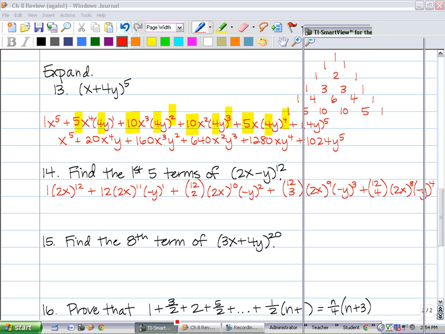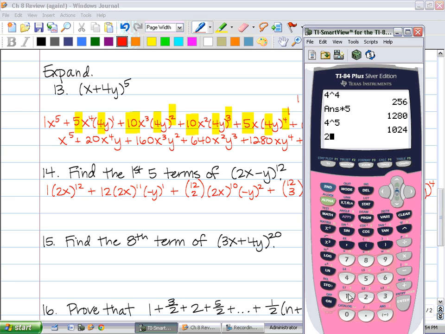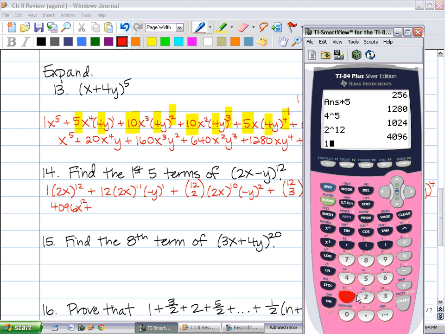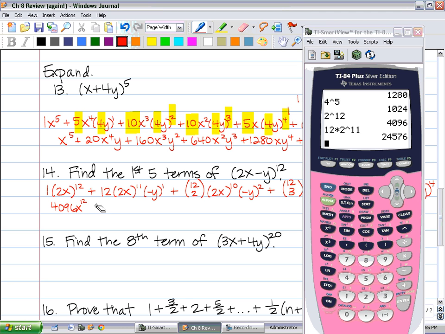First one, 2 to the 12th. And yes, these numbers are going to be huge because of these big powers. So 4,096 x to the 12th. Plus, next one is going to be 12 times 2 to the 11th. And I forgot about negative, so I'm going to change that to a minus instead of a plus. So minus 24,576 x to the 11th y.